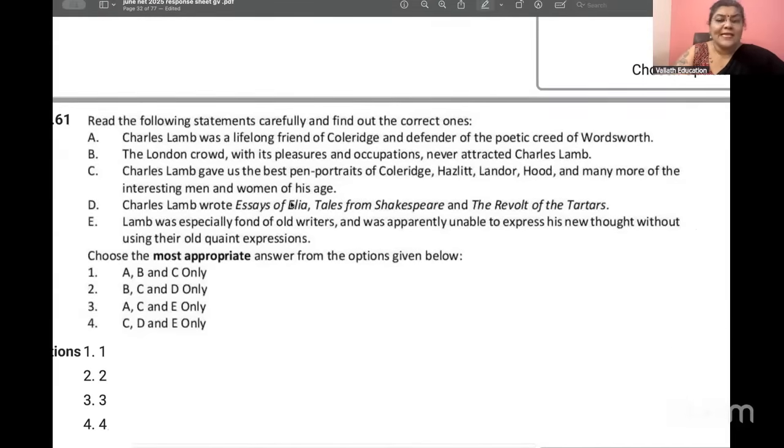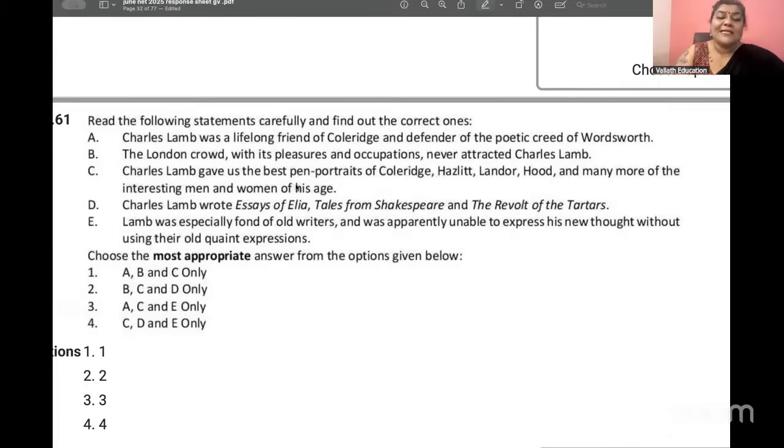Okay. Charles Lamb was a lifelong friend of Coleridge. Yes, I have taught you that. You know it. Defender of the poetic creed of Wordsworth. Most probably. Why should you think he did not support Wordsworth? Maybe he supported. Yes. The London crowd with its pleasures and occupations never attracted Charles Lamb. Maybe not, maybe because he was a quiet person, maybe not. Let us keep it aside.